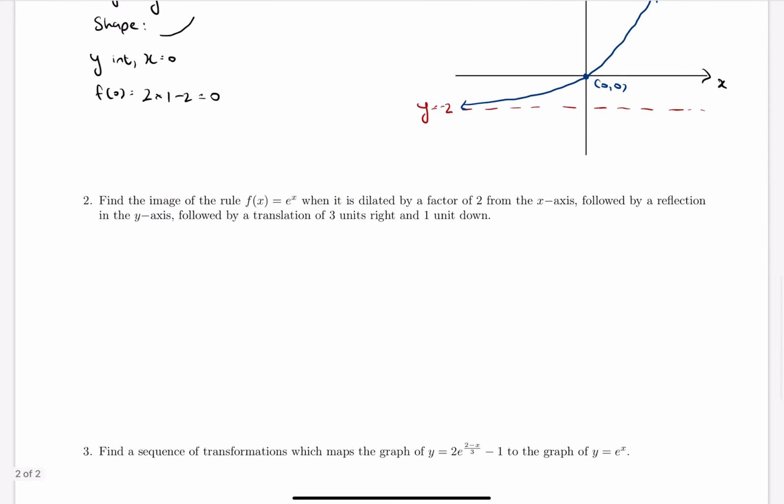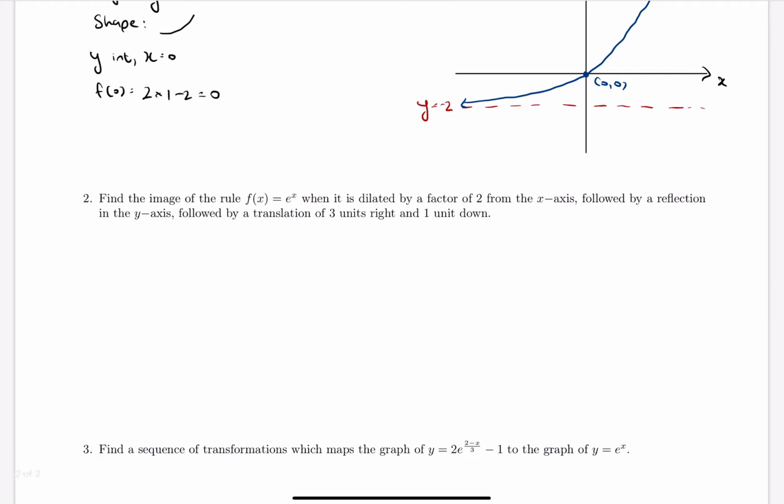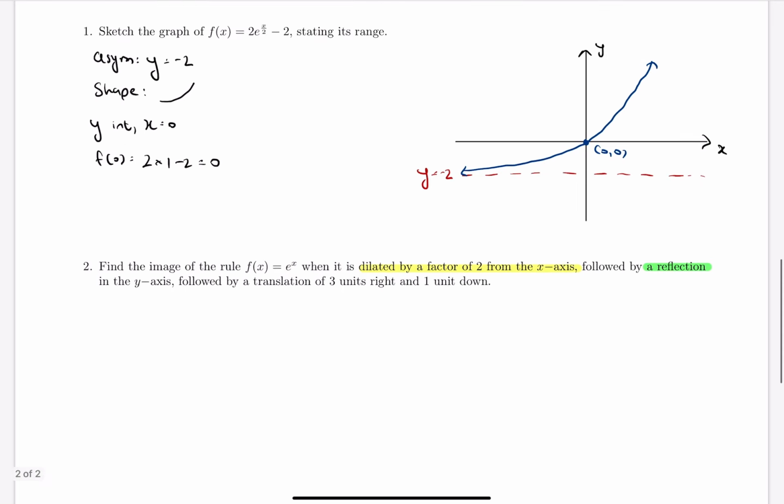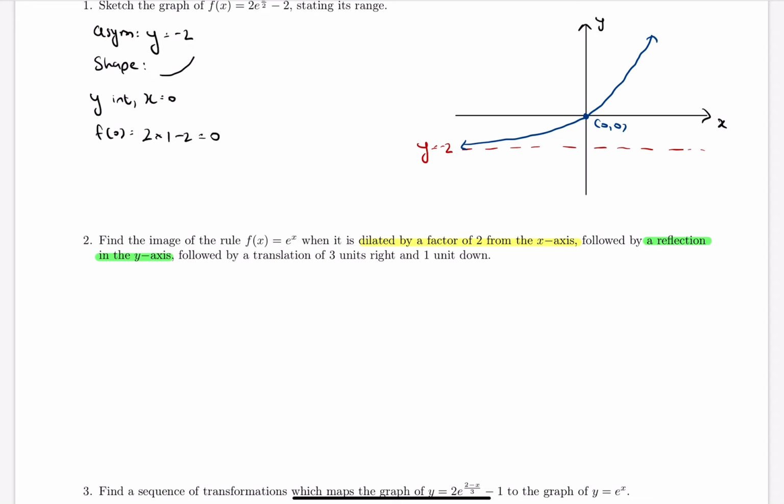Hopefully that wasn't too tricky. Question 2 is using transformations. So we start with f of x equals e to the x, and we have these transformations, and we want to see what happens to it. So I'm just going to label them all: the dilation is 1, and then reflection in the y-axis is another one, and then a translation is another one, okay? So let's just label them 1, 2, and 3. So 1, what is that doing? Dilation of factor 2 from the x-axis, which means that your y prime is going to become 2y.